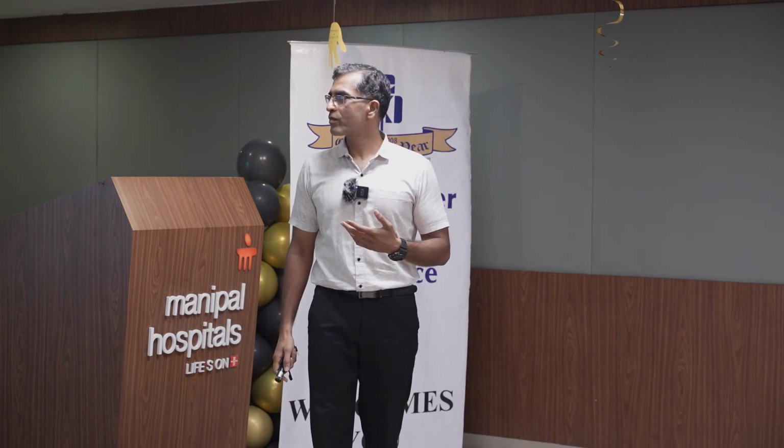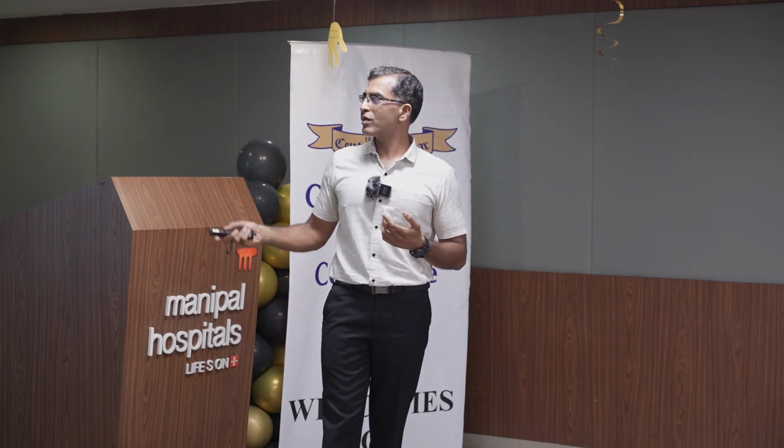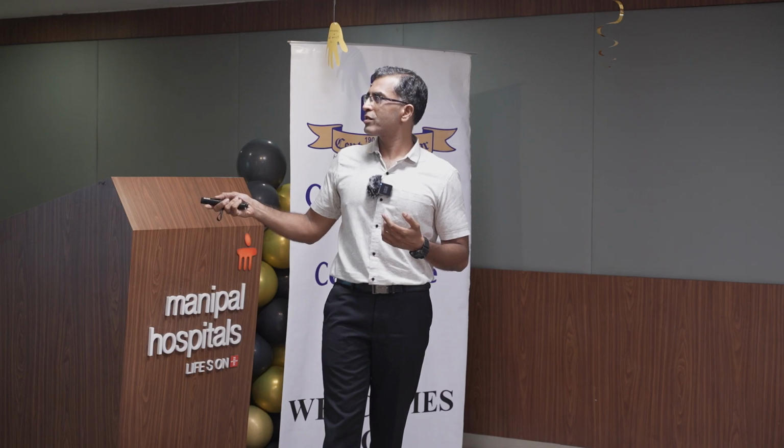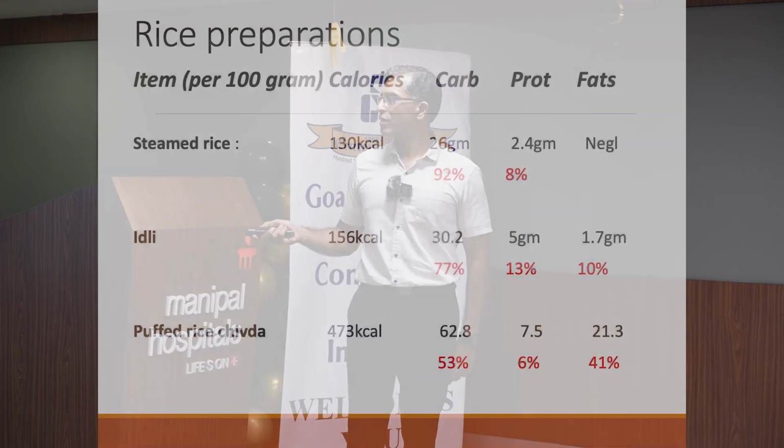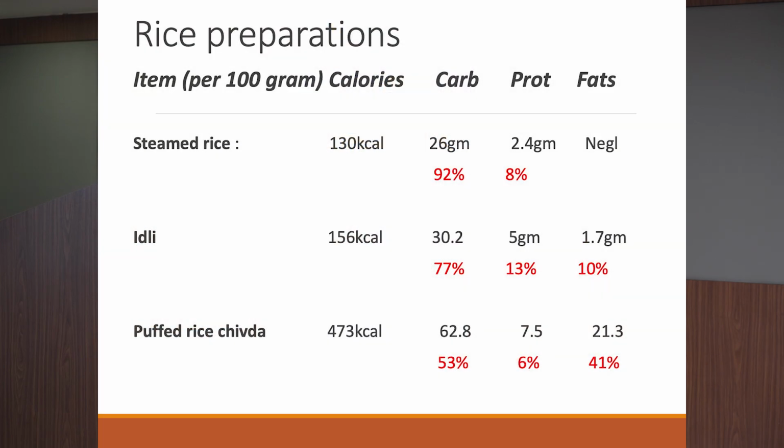So we will consider different rice preparations. These are calories, carbs, protein. This for now you ignore. Just see the per 100 gram and calories. So steamed rice or cooked rice, 100 gram will have 130 calories.